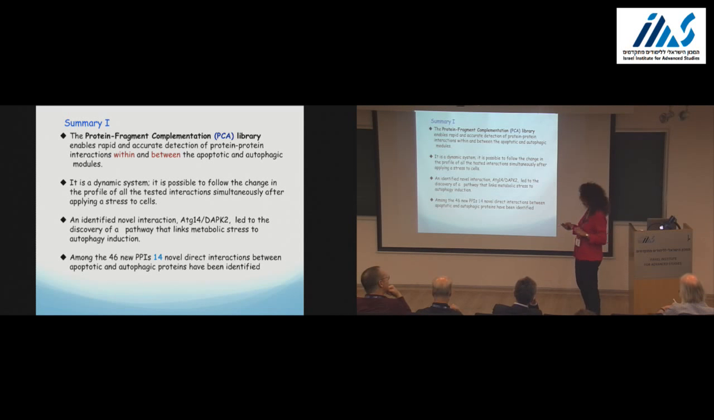Fifteen? Fifteen, good. Okay, so to summarize this part, I've shown you that this PCA library, the protein fragment complementation library, enables rapid and accurate detection of protein-to-protein interactions within and between the apoptotic and autophagic modules, which was the first thing that we were very happy about. It's a dynamic system, so we can follow the changes in the profile of all the tested interactions simultaneously in response to certain stimuli. This is very important when we now want to convert the static map that people have described from hundreds of publications into something dynamic in a certain step, in a certain cell, in response to a certain signal. We identified a few interactions.